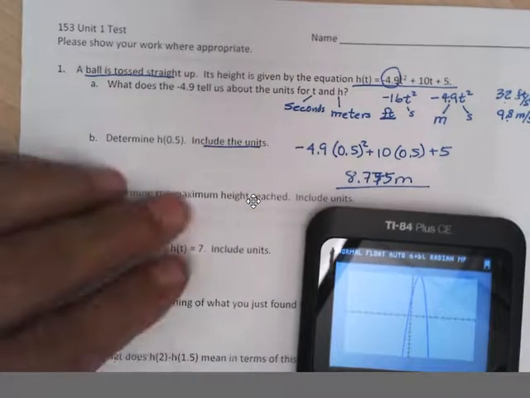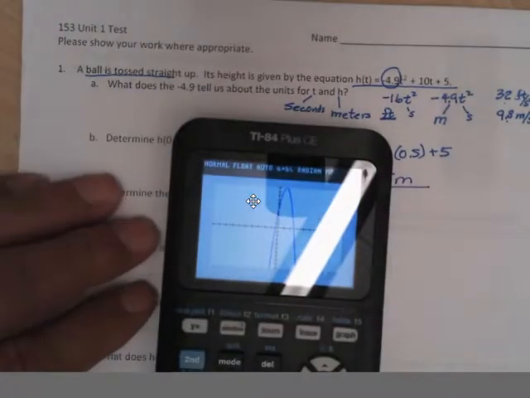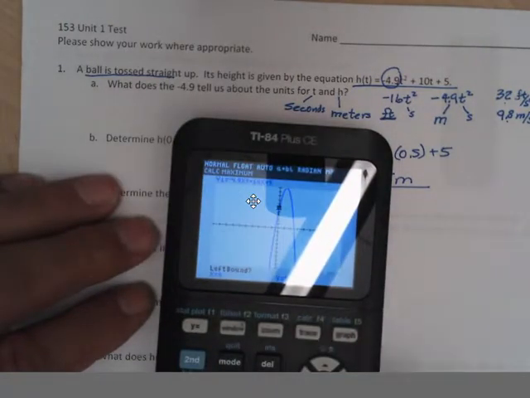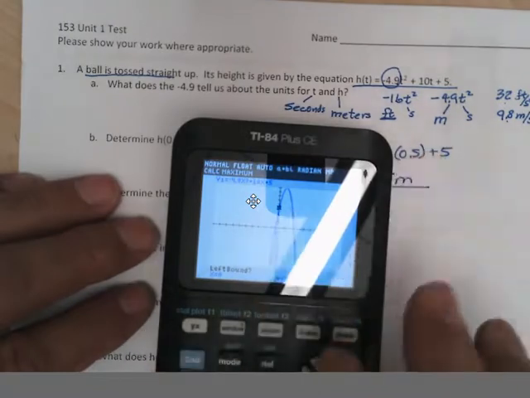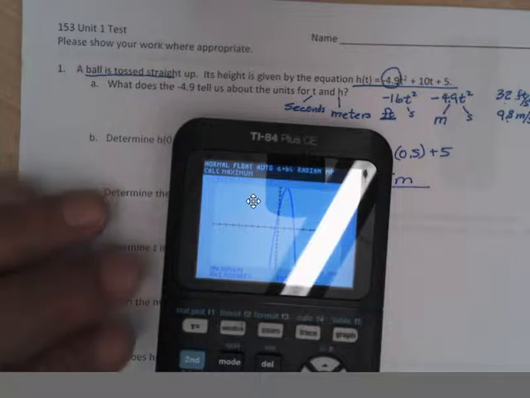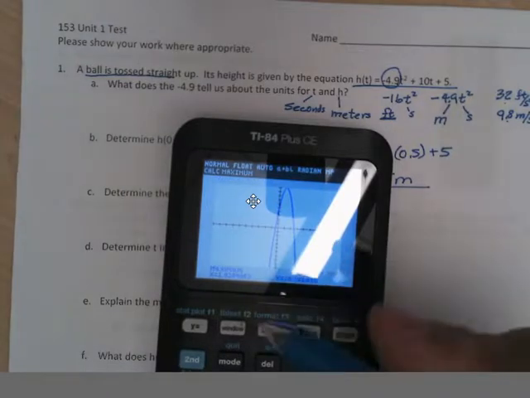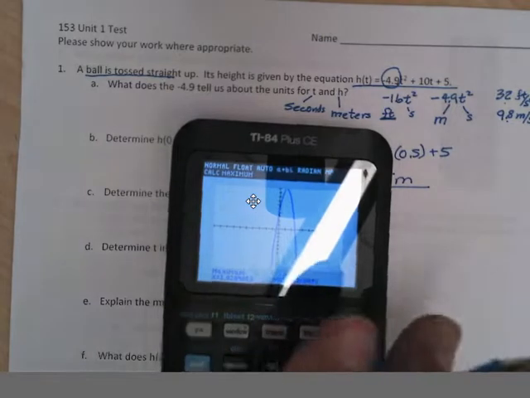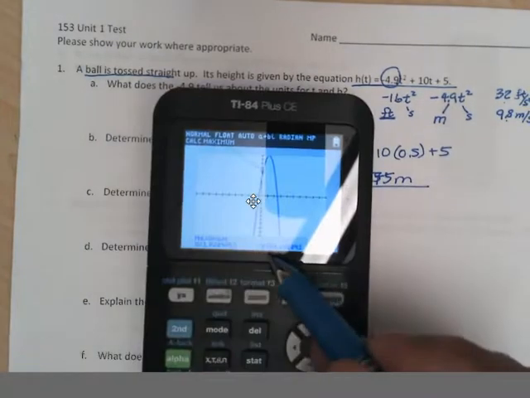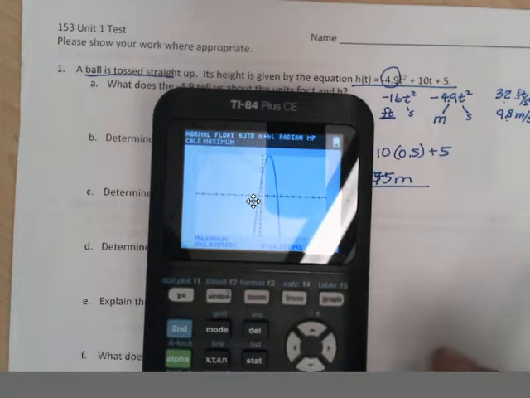Okay, so what's the maximum height? On the calculator, we go second, calculate the maximum, and I have to tell what it's between, and it's somewhere between 0 and 2 seconds. So I press 0, enter, 2, enter, I think it's about 1 second, and it says it's 1.02 seconds. But the height that I asked for is 10.1.